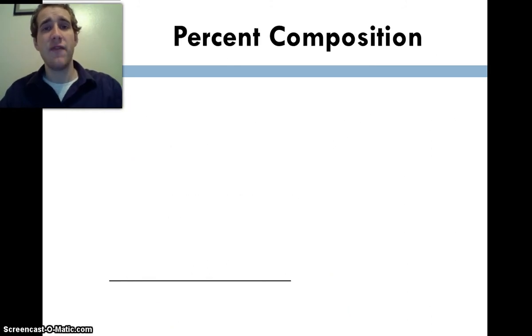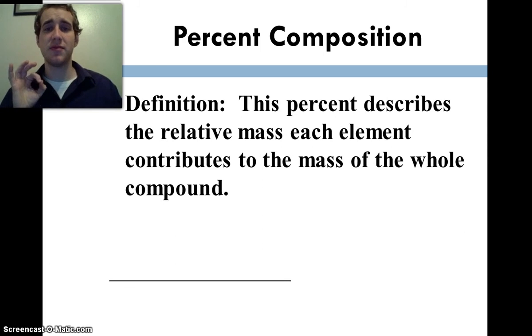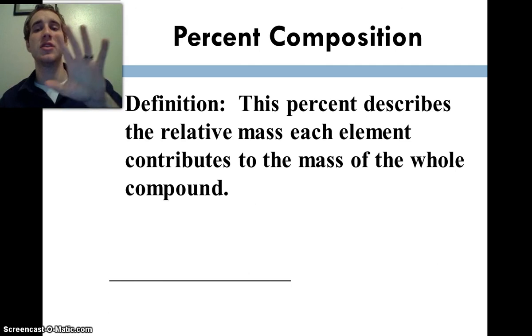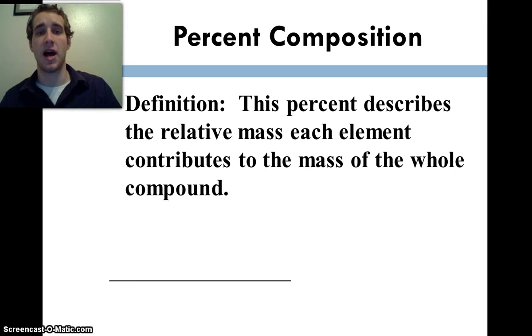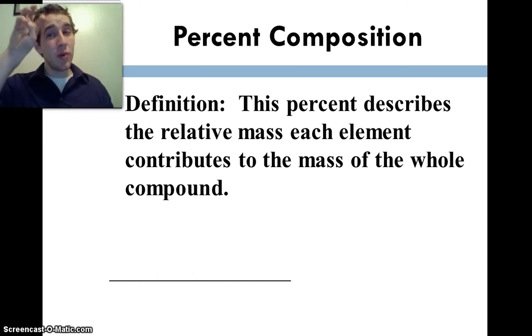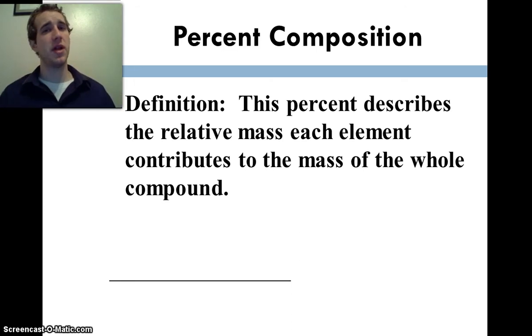So, if we wanted to use this as an analytical tool to start to analyze our compounds more, we call this percent composition, the percent that a certain element gives to the total composition or the total makeup of our compound. By definition, this percent describes the relative mass each individual element contributes to the mass of the whole compound. To find the percent composition, it's identical to what we just did. We're going to take the mass of the element we're interested in, divided by the total mass of the compound, and then multiply by 100.